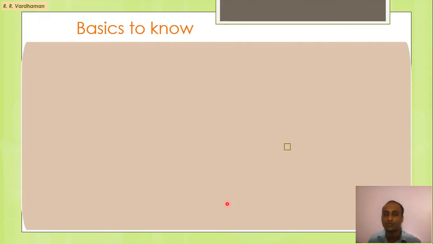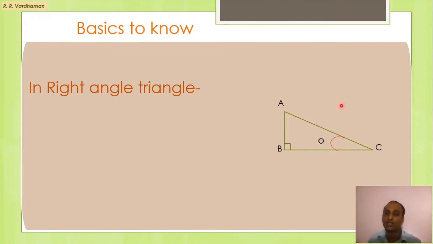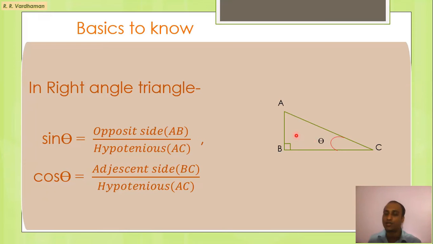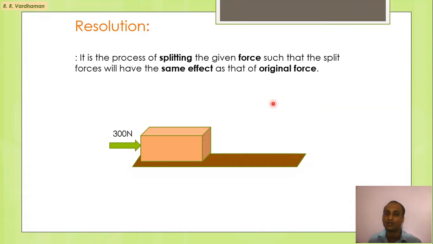So what are the basics we should know? So here in the right angle triangle, we should know the sine theta is the ratio of opposite side to the hypotenuse and cos theta is the ratio of adjacent side to the hypotenuse. Now we will study the resolution. So the resolution is the splitting of the given force such that the split forces will have the same effect as that of original force.